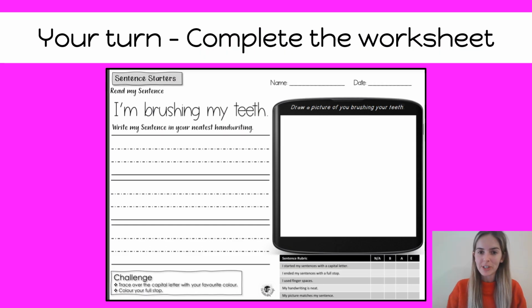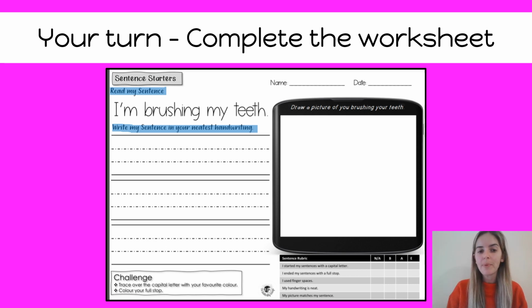Now it's your turn to complete the writing activity. You can do this on a piece of paper or in an exercise book, whatever you have at home. Now the first thing that you're going to do is read the sentence. So we can read that one together. I'm brushing my teeth. Okay, the next thing you need to do is write your sentence in your neatest handwriting.